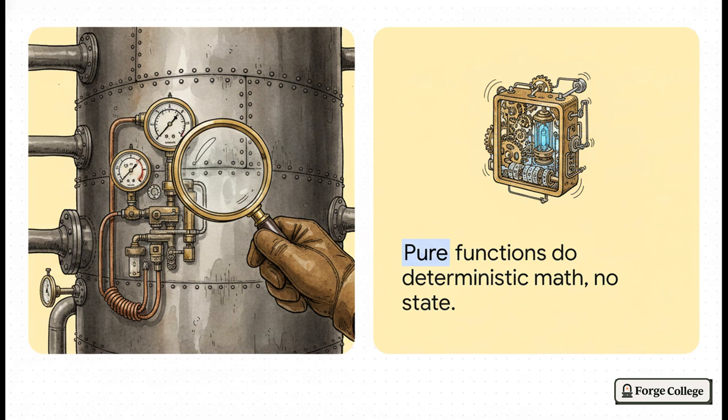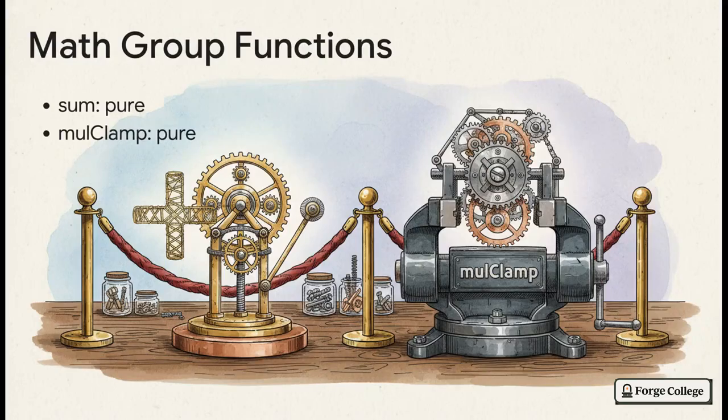A pure function, however, does raw, deterministic math. It doesn't even look at the pressure gauge. It just takes inputs, crunches the numbers, and spits out an output without touching or even acknowledging the machine state whatsoever. So here are the pure math helpers for a module. We have sum, which is public pure and safely adds values together. And we have mulclamp, also public pure, which multiplies values but enforces a strict maximum cap.